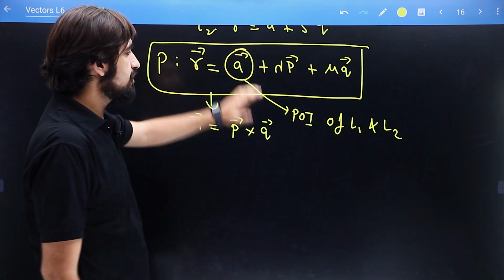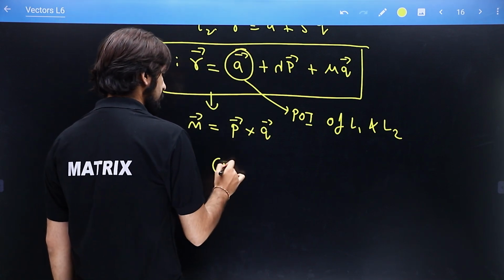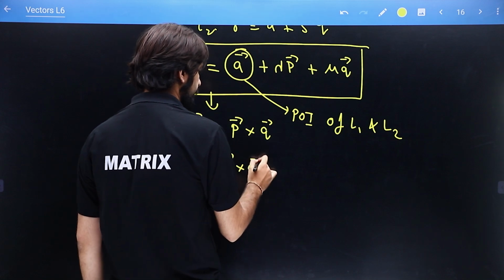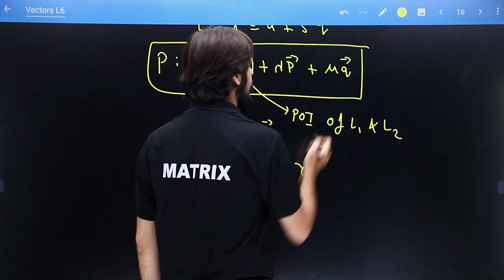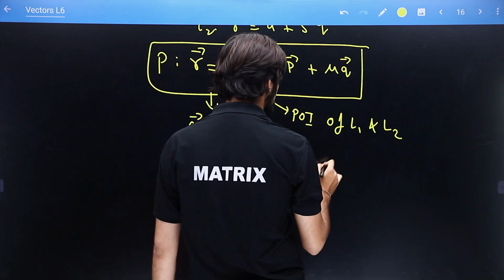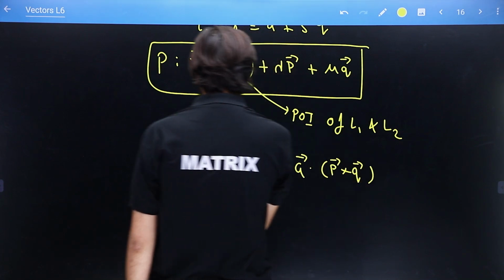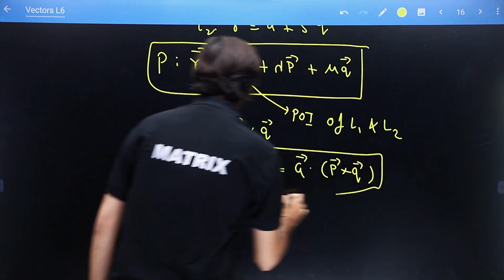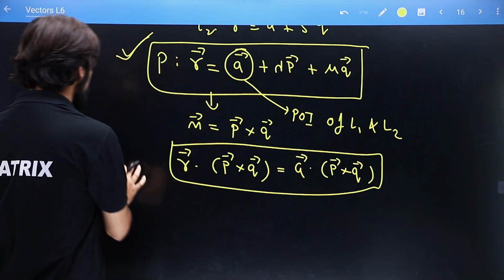So if you have to convert this into vector form, what will that be? Vector R dot P cross Q is equal to, instead of vector R, the point A dot N. So A dot P cross Q. As simple as that. So this is your equation of plane. This equation is known as parametric form. Okay. Fourth form.